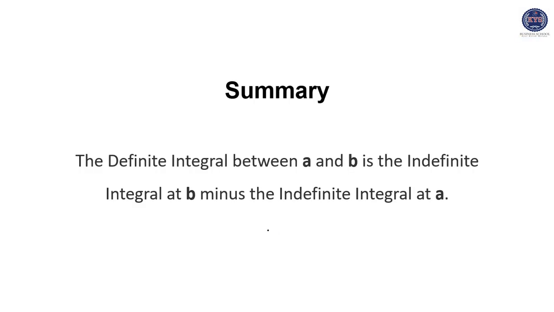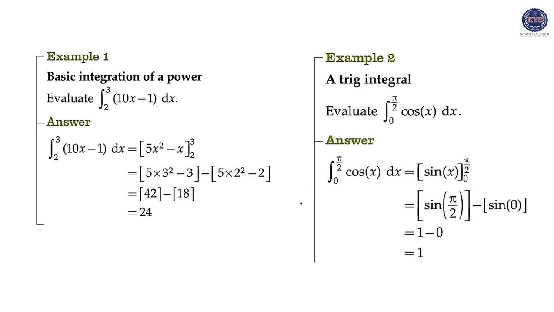I think as a summary, the definite integral between A and B is the indefinite integral at B minus the indefinite integral at A. Remember, upper limit, you minus with the lower limit. Substitute your boundary, your upper limit, into the result of integration, and then subtract with substituting your lower limit into the result of the integration, to get the value of the result. Okay, and this one from delta, you can look and go through.